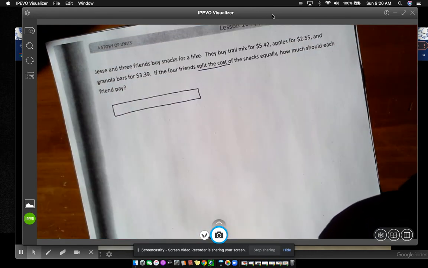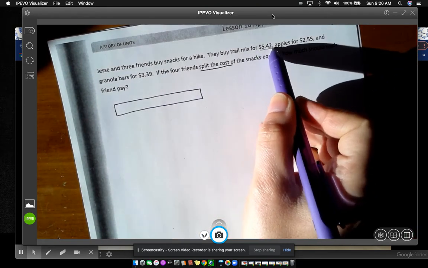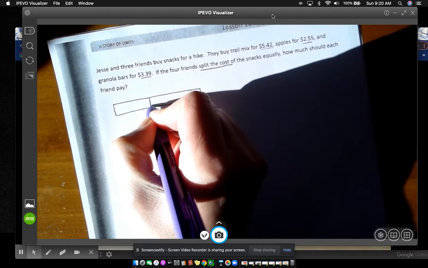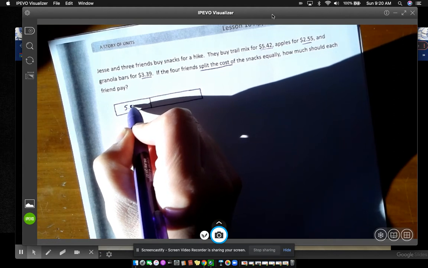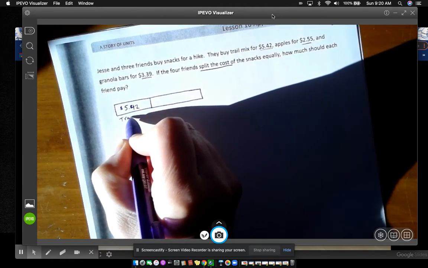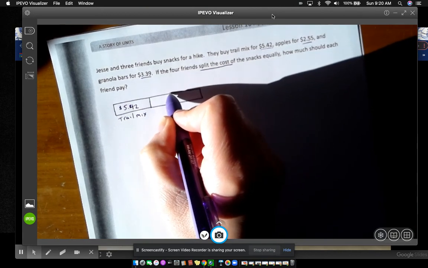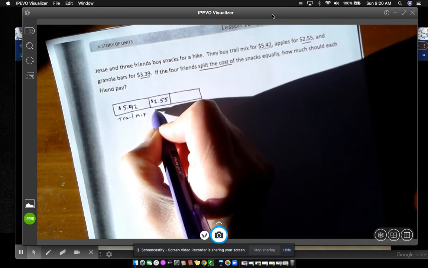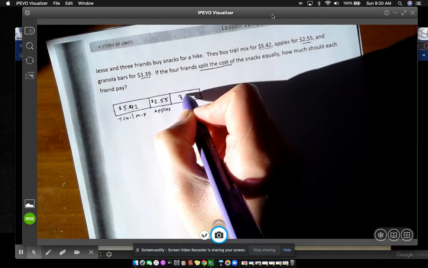Okay, I have 3 snacks, and you don't have to divide it up equally because they are not equal parts. So I'm going to do a larger section for the trail mix, which was $5.42. Trail mix. And they bought apples for $2.55. And they bought granola bars for $3.39.